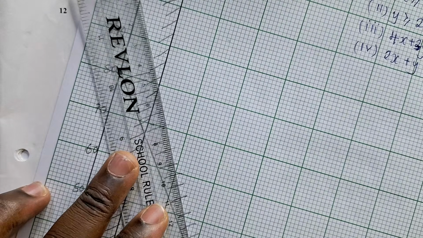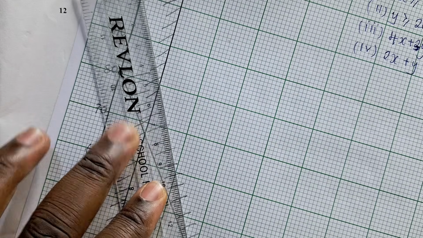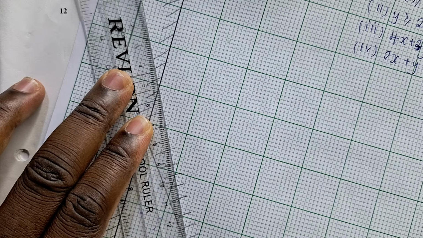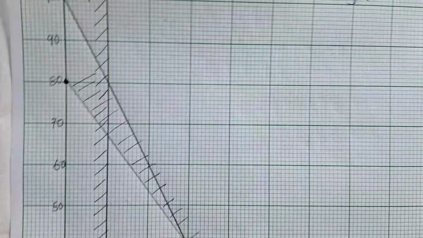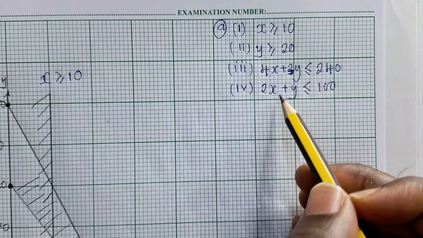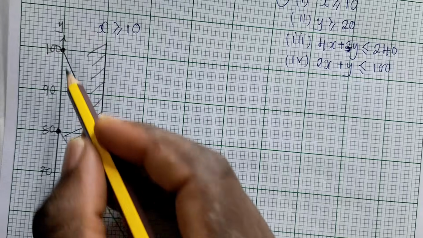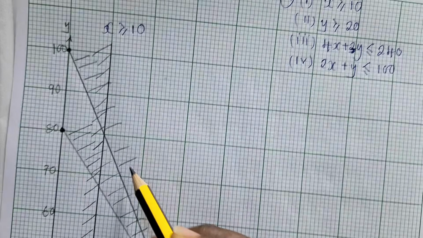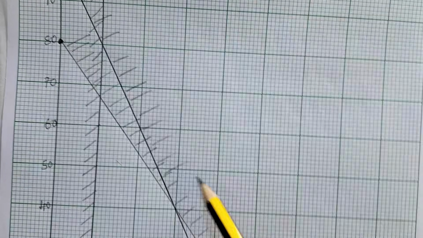So when we put our ruler there, we now do the inequality. So we can draw. Then also here, they are saying 2x plus y is less or equal to 100. So we shade the opposite, which is the greater of this inequality. And this is how it will look like.